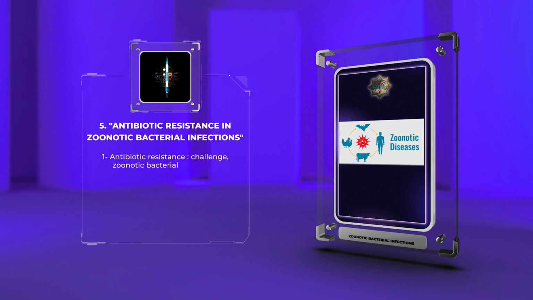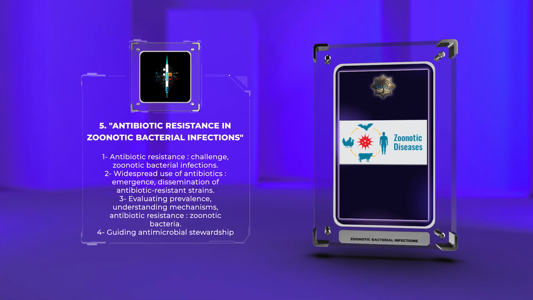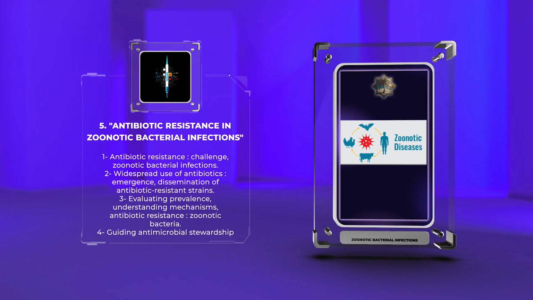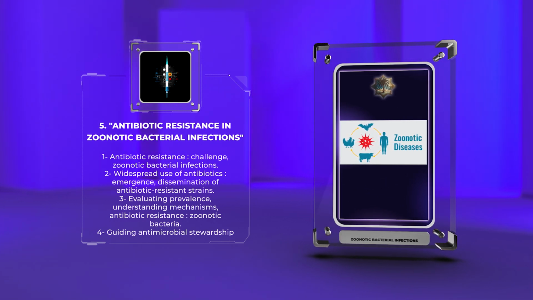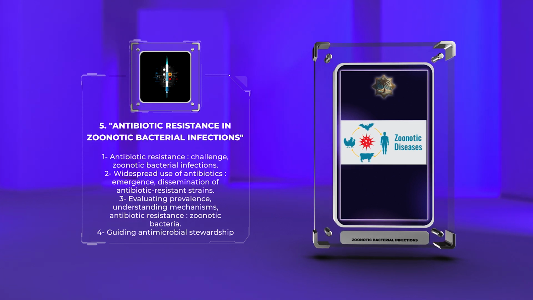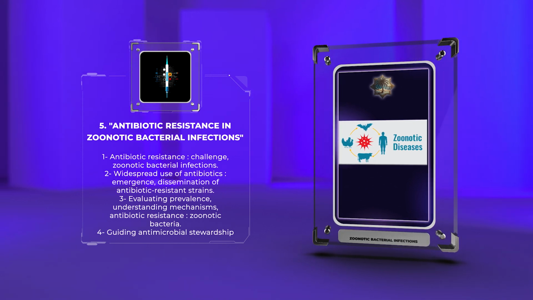disease. Antibiotic resistance poses a significant challenge in the treatment of zoonotic bacterial infections. The widespread use of antibiotics in both animal agriculture and human medicine has contributed to the emergence and dissemination of antibiotic-resistant strains. Evaluating the prevalence and understanding the mechanisms of antibiotic resistance in zoonotic bacteria is crucial for guiding antimicrobial stewardship efforts and developing alternative treatment strategies. In this topic, we will assess the prevalence, mechanisms, and implications of antibiotic resistance in zoonotic bacterial infections.